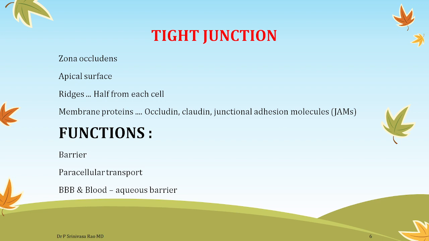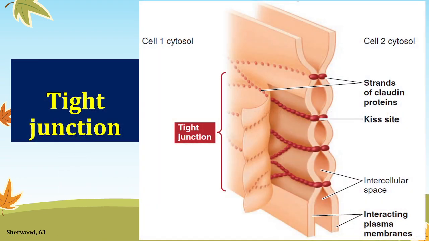The second function is that it facilitates paracellular transport. A very important function of the tight junction is in the central nervous system, where it functions as the blood-brain barrier. This is the structure of a tight junction, where we can see a very important protein, claudin, knots the apical surface of the cell. The empty spaces in between the junction we can call intercellular spaces.